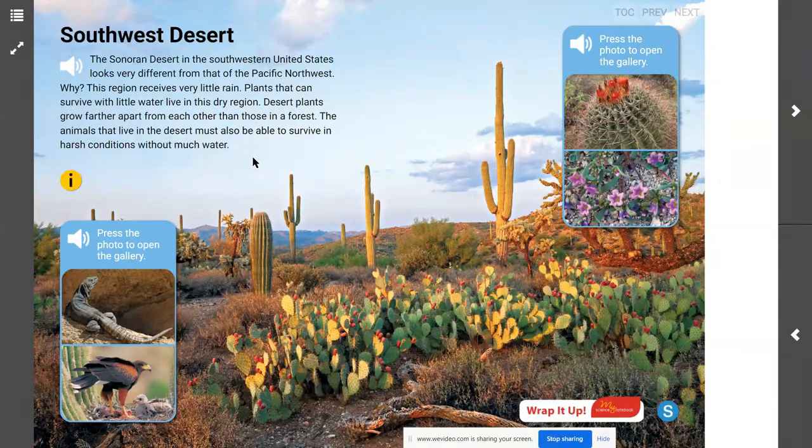Remember, some of those areas receive more than 250 centimeters or 100 inches of rain each year. So we're talking about 100 inches of rain in those forests we were looking at in the Pacific Northwest in our last lesson. And in this lesson, we're looking at 12 inches only in the Southwest Desert. So how does this impact the types of plants and animals that can grow and survive here?